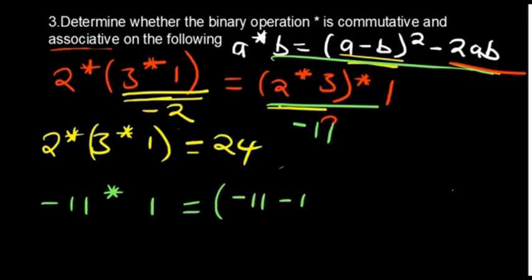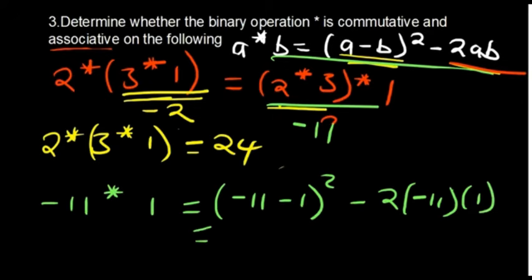minus 2. Our a is what? Negative 11. And our b is 1. So negative 11, negative 12. 12 squared is 144. Then minus 2 times 11. So that's going to be positive 22. So that is going to be 166. So what are we trying to say?